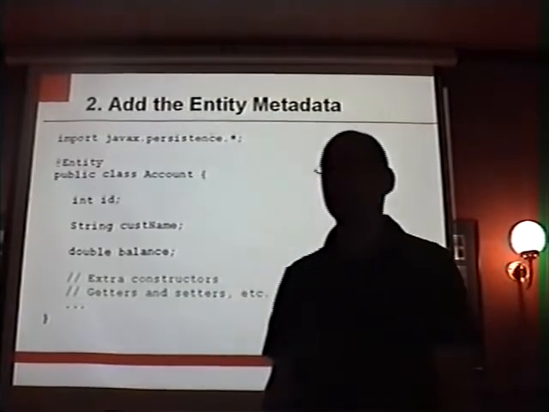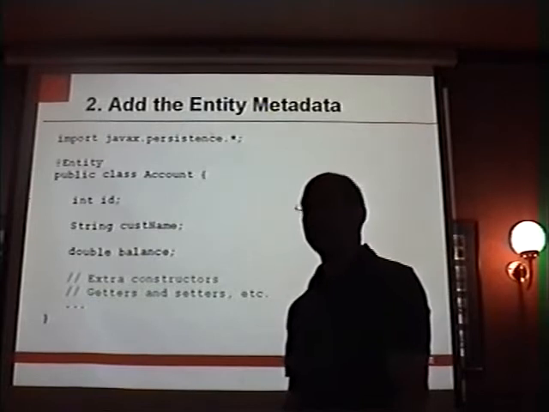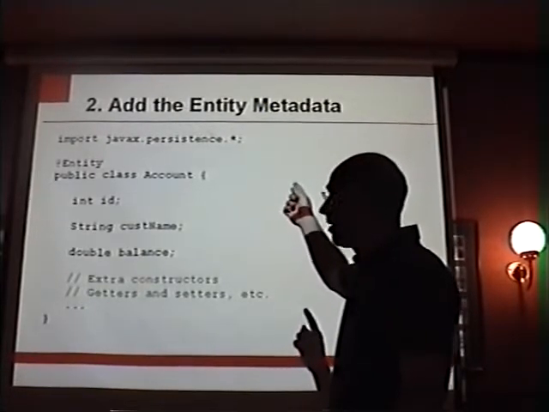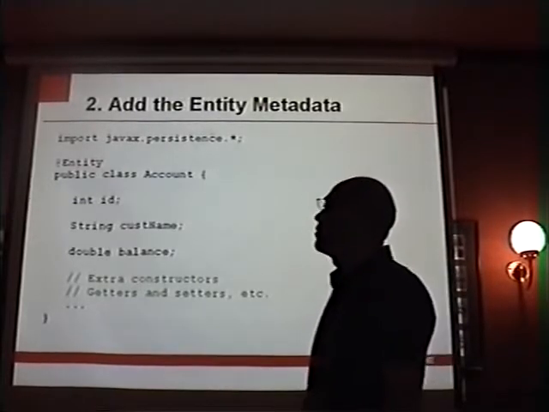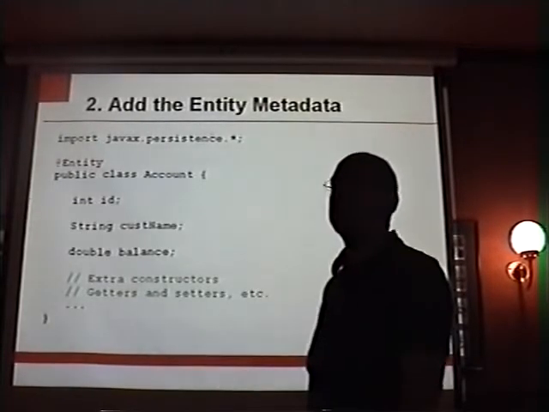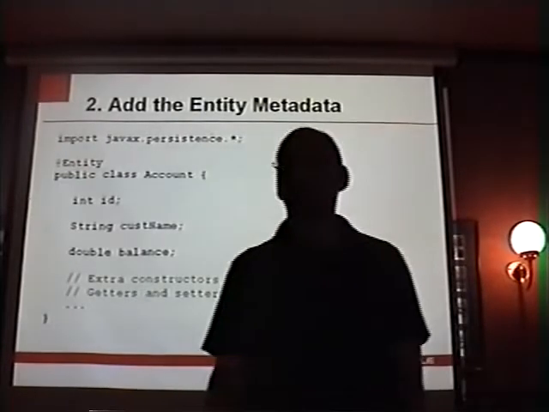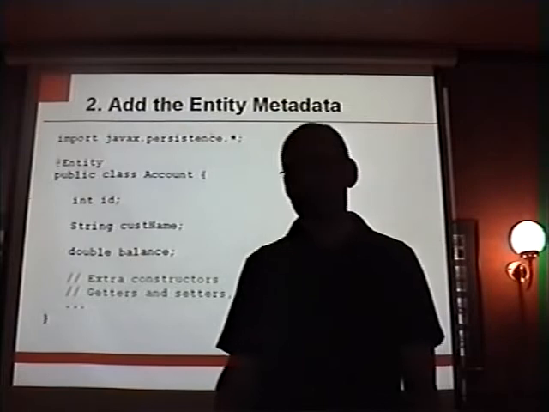The second step is to add the metadata to make it an entity. The Java persistence classes are all the annotations, and Entity is the annotation that we're using here to indicate that. That's all I have to do to indicate an entity, is to add the Entity annotation to the class.